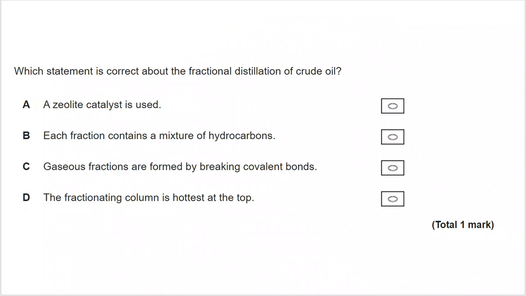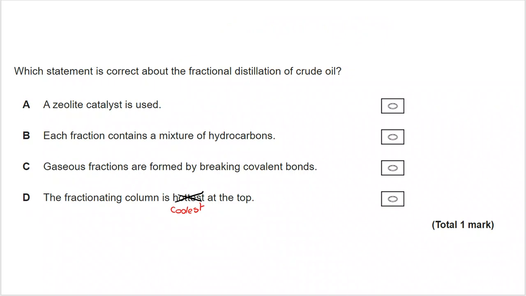And this is actually a good opportunity to look at some wider chemical knowledge as well. Which of these is correct? Well, the fractionating column is hottest at the top. That's definitely incorrect. It's hottest at the bottom and there's a cooling gradient as you go higher up.